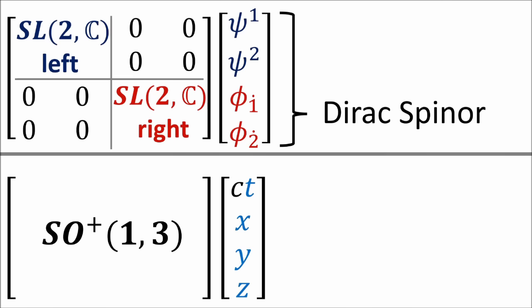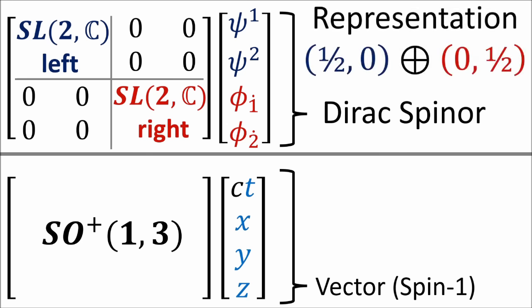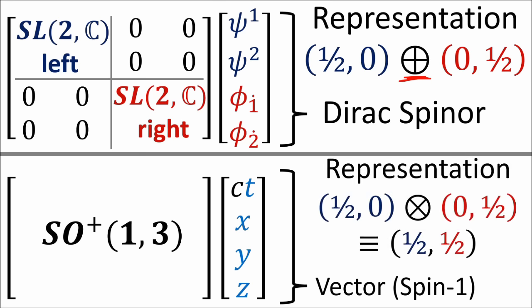So even though a Dirac spinor and a 4D space-time vector both have four components, Dirac spinors transform with the direct sum of the left and right spin 1/2 representations, and space-time vectors transform with the tensor product of the left and right spin 1/2 representations.